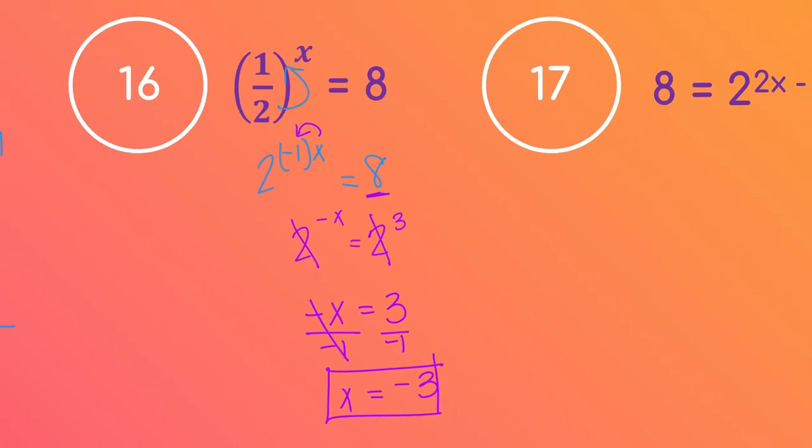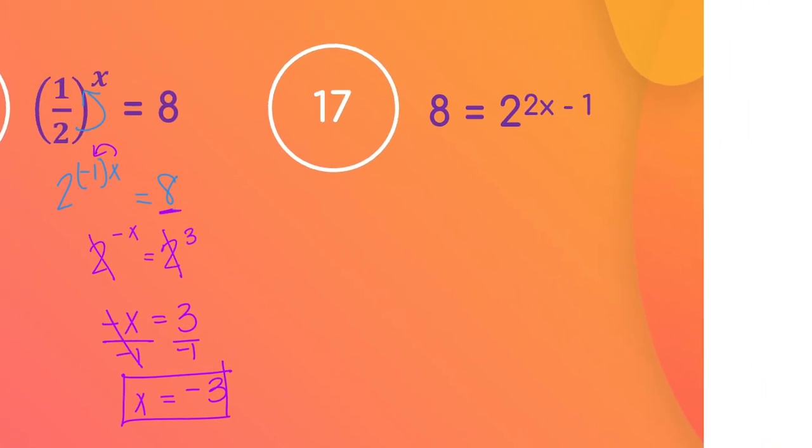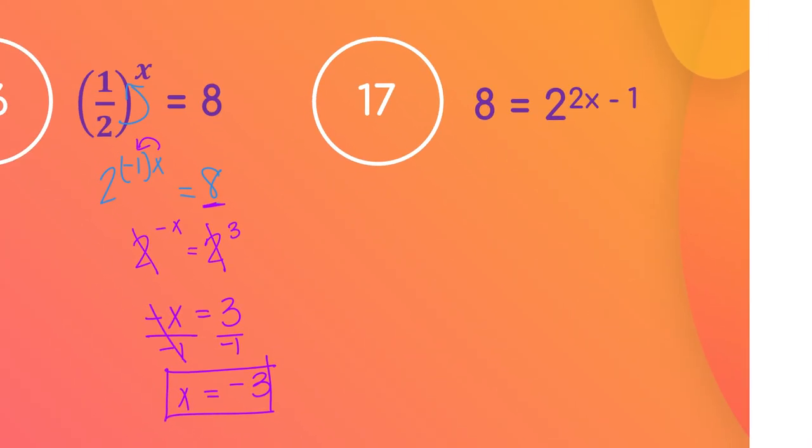So nothing too difficult. Again, all you're trying to do is get those same bases. Same thing here. Trying to change this with a base of 2. We've done this one already. So 2 to the power of 3, bringing everything else down.